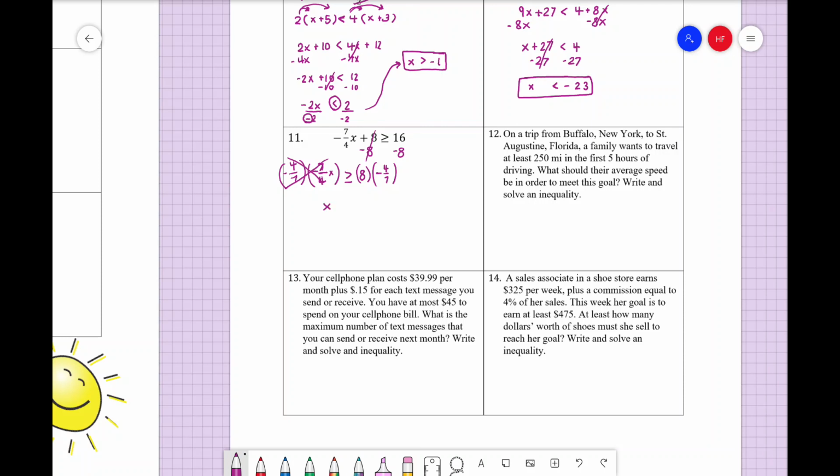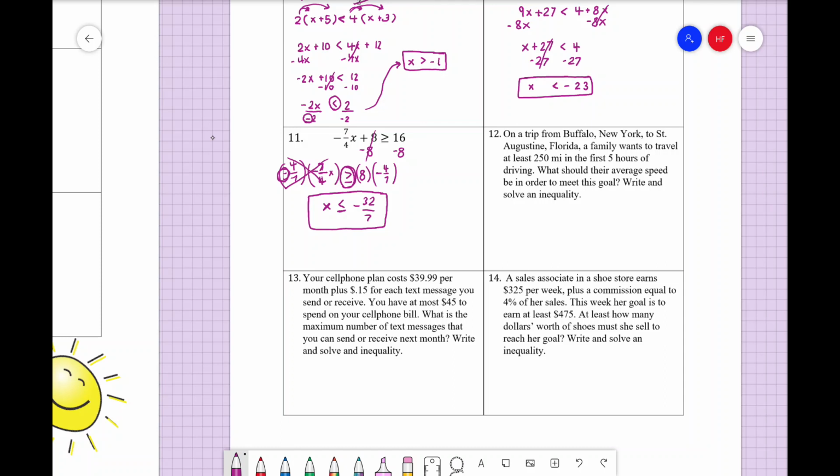So we get x is, we multiplied by a negative, so this symbol has to flip. So x is less than or equal to negative 32/7. So it doesn't simplify. So remember, whenever you multiply by a negative or you divide by a negative, we multiplied by -4/7, so the sign switches sides.